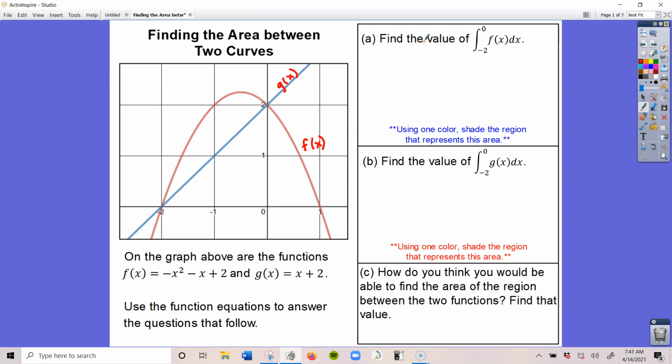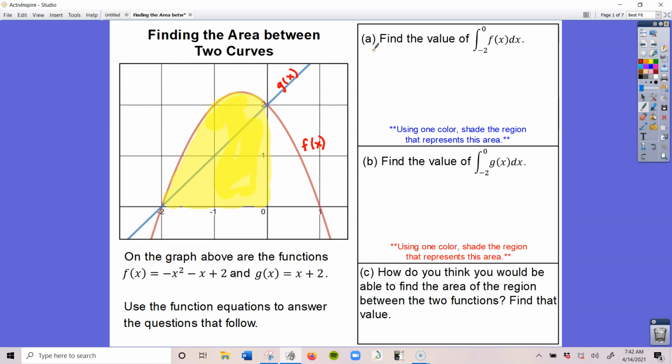We have here to find the value of the integral from negative 2 to 0 of f of x dx. So first what I'm going to do is I'm going to shade the region that represents the area of this integral. So for that, that's f of x, which is the parabola, and that would be from negative 2 to 0, so it's this whole section here. Remember that the area is always bounded by the graph and the x-axis.